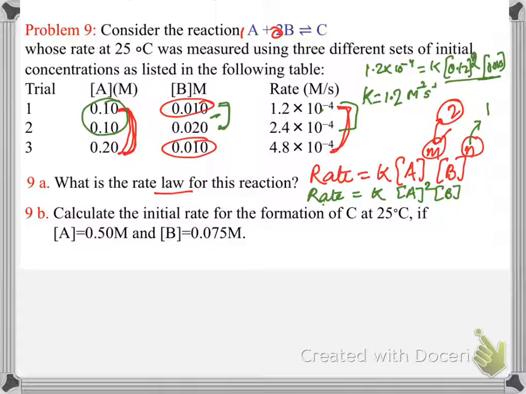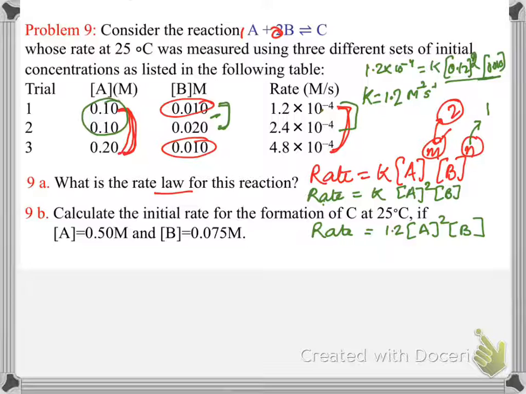So then in my rate law, my final answer will be rate equals 1.2 times A squared times B. That will be my final answer, 9A. Let me write down here the final answer the way you will see it in the multiple choices. That will be the final answer for 9A.